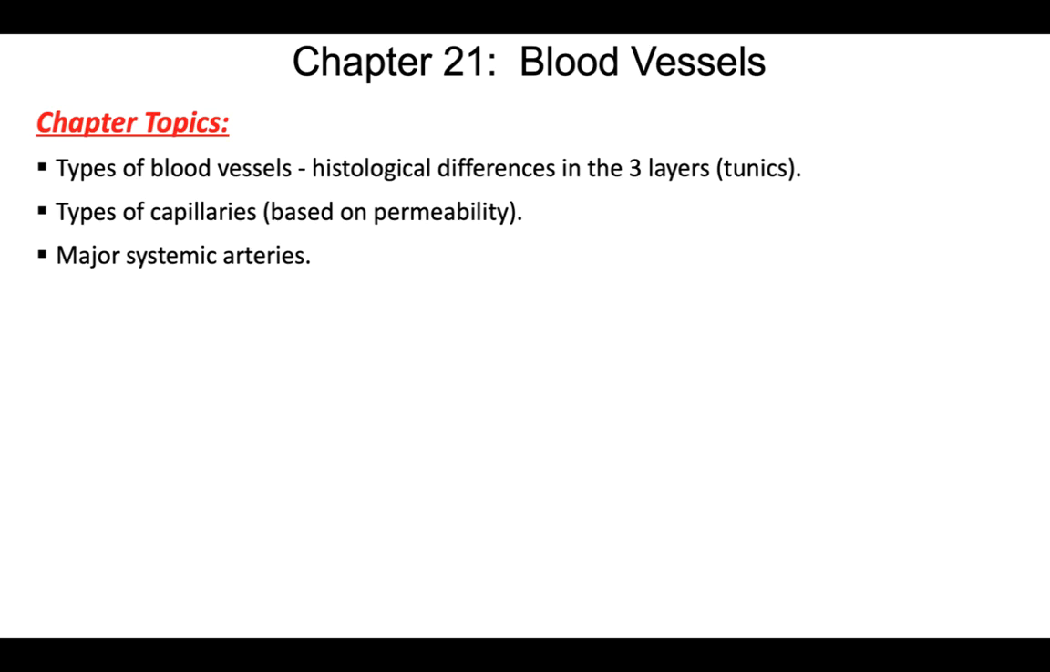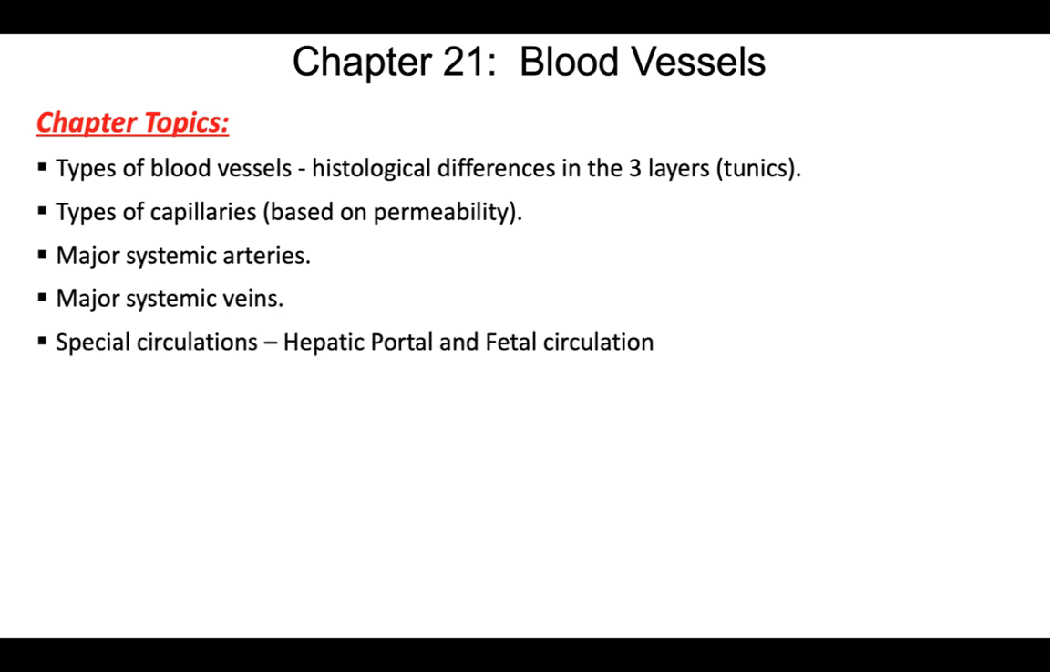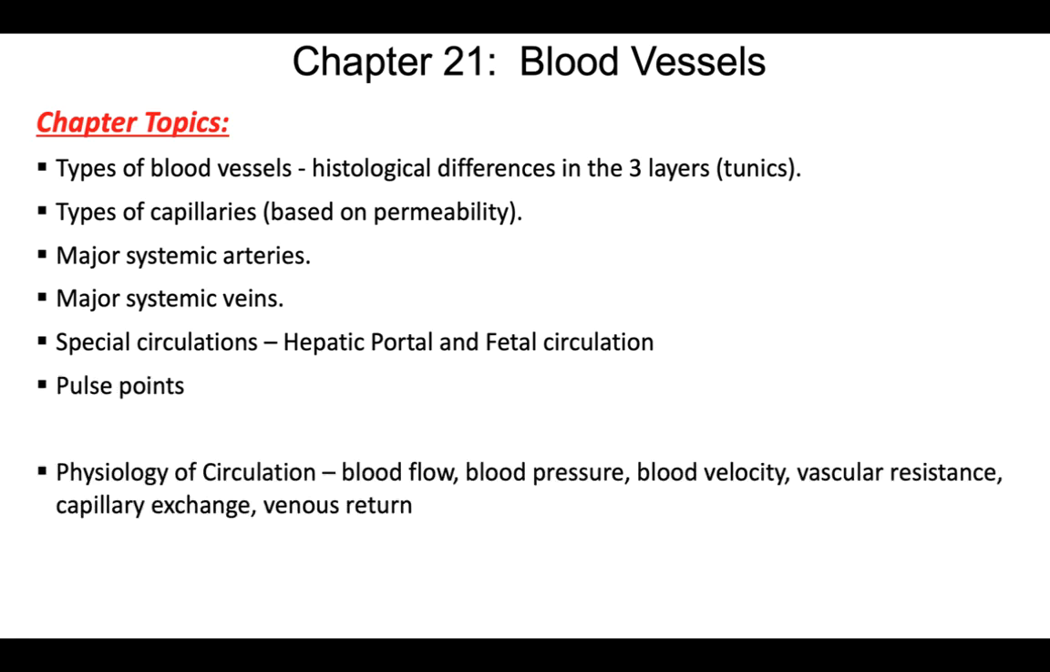Then we're going to get into the major systemic arteries, the major systemic veins. We'll talk about a couple special circulations. One is known as the hepatic portal system, where we send blood to the liver. And then we'll talk about fetal circulation. That's a special circulation because a fetus isn't breathing, so how does it get oxygen and get rid of the carbon dioxide? Then we'll talk about pulse points.